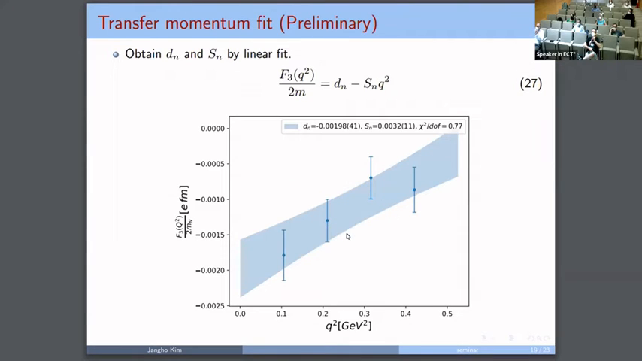Okay, so this is the F3 divided by 2m as a function of momentum transfer q square. So we did the linear fit for this, then we can obtain the dn and sn from this fitting. This is the result on the C4 ensemble.